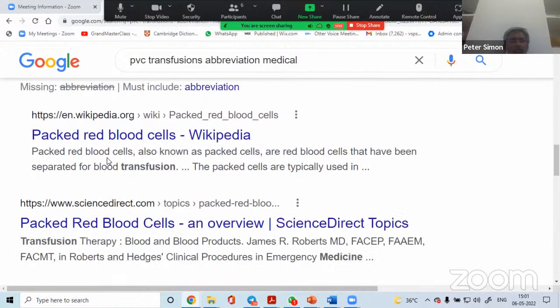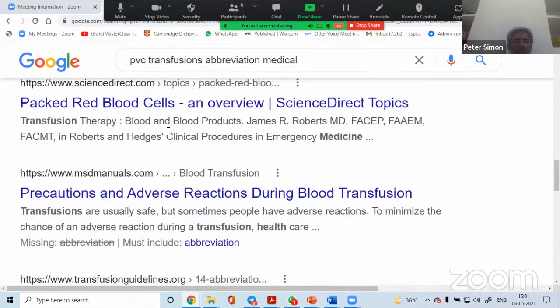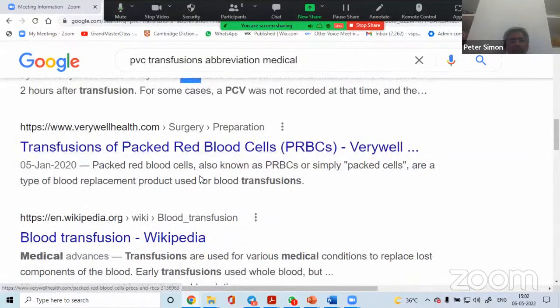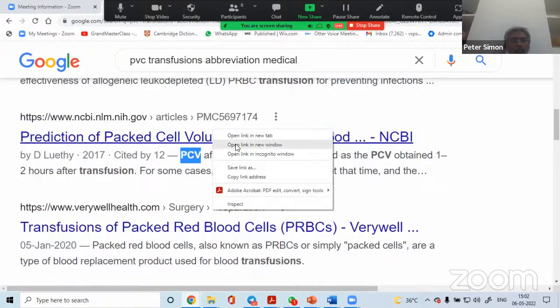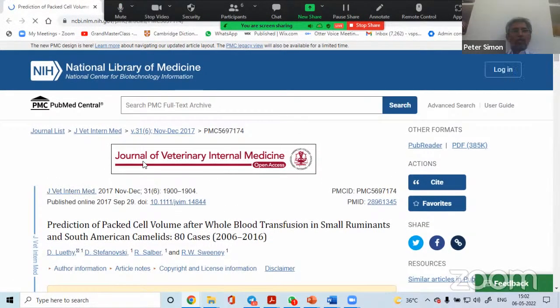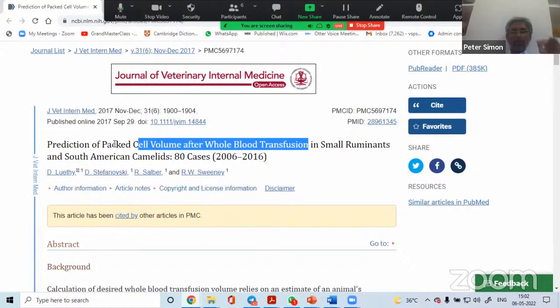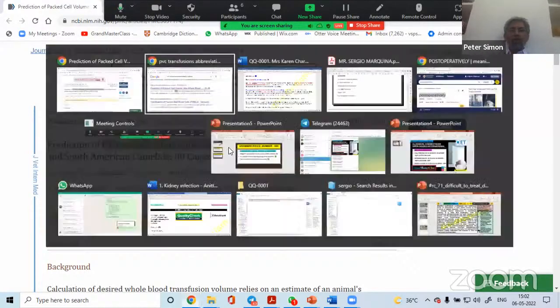PVC. Nowhere else. Only one place it is there. So it says, let us see here. PCV. Open a new window. A packed cell volume after whole blood transfusion. That is totally different. After whole blood transfusion, then packed cell volume. That is totally different. After transfusion. So I think this is PRBC.